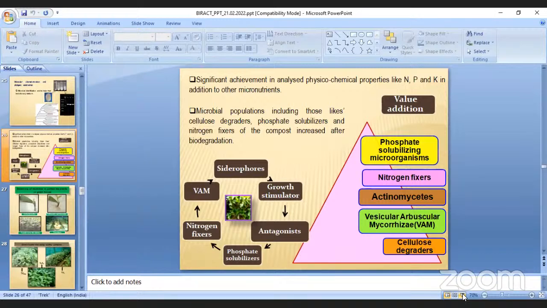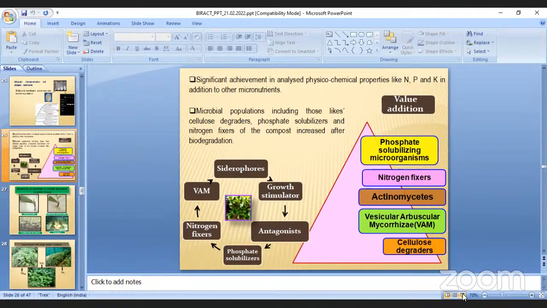you can conclude that compost has more and more beneficial microorganisms. And what can these beneficial microorganisms do? They play an important role in plant growth promotion, which is popularly known as plant growth promoting microorganisms. They can play an important role in the production of siderophores, in indole acetic acid production, and they may again be used as antagonists.